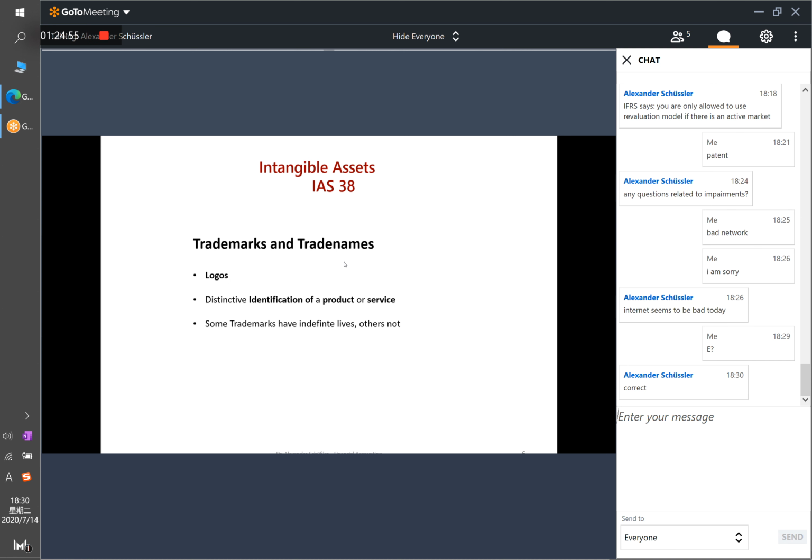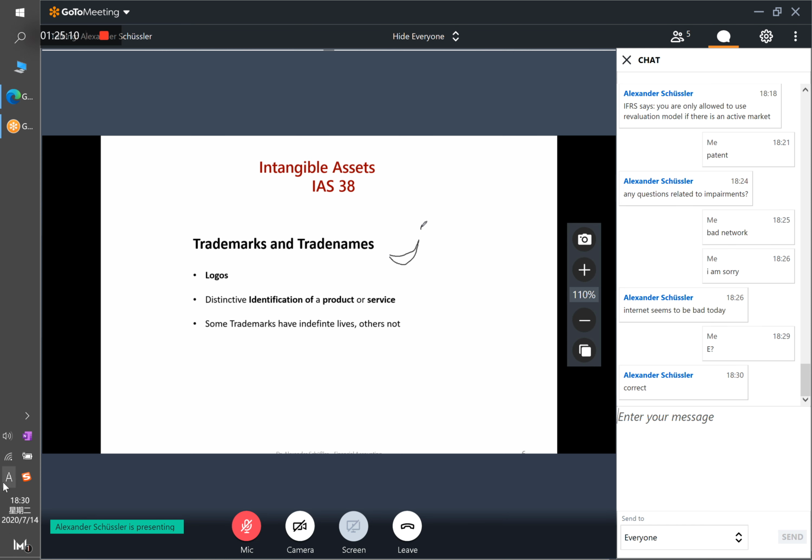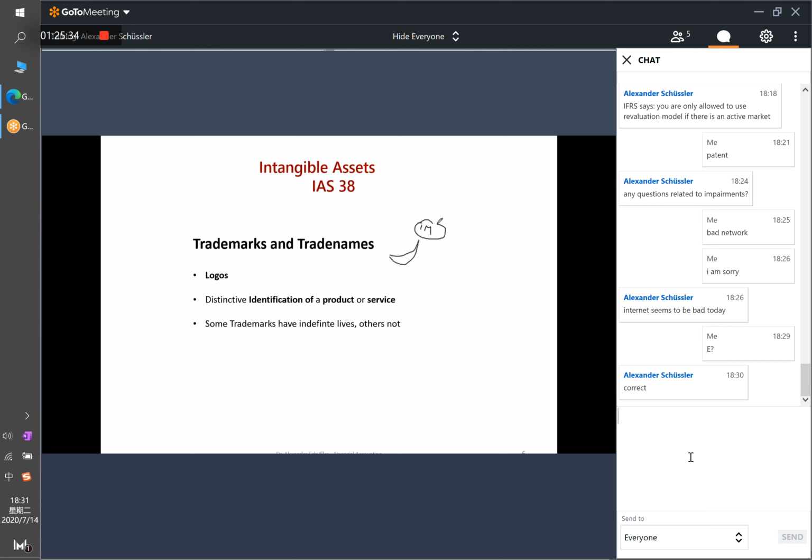The second subcategory we're going to talk about is trademarks and trade names. Now we are at the Nike swoosh. It is a logo or something like that, a distinctive identification of a product or service. Or think about Coca-Cola's dynamic ribbon. It's often marked with the TM. Some trademarks have indefinite lives and others not.